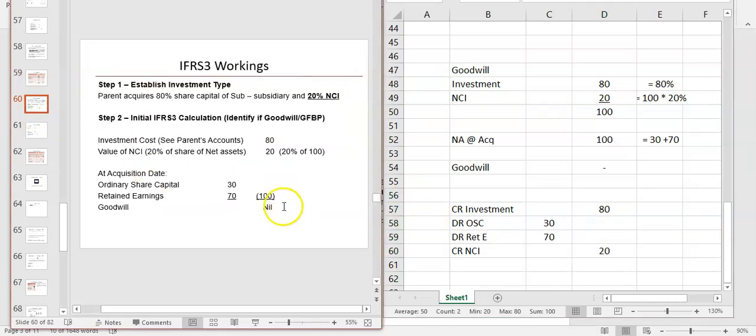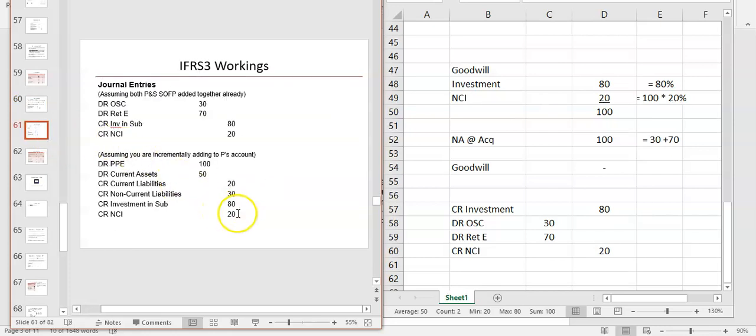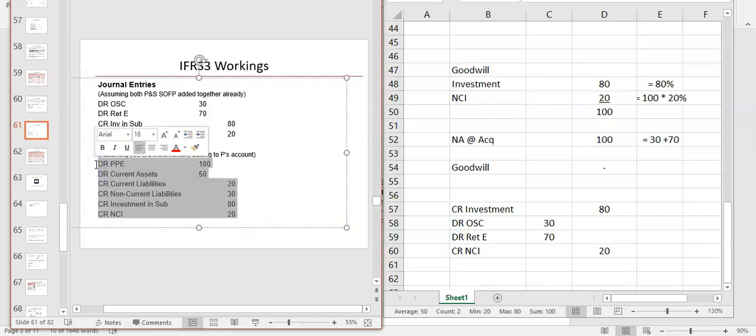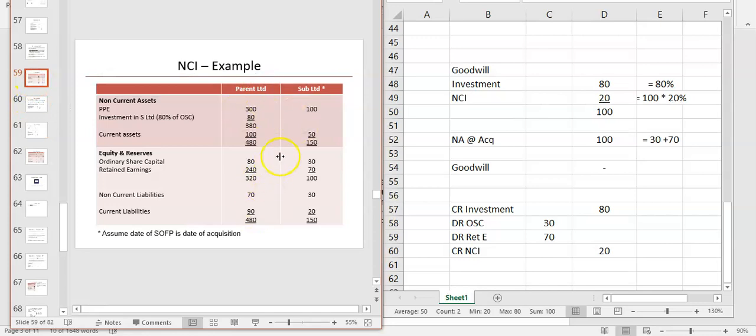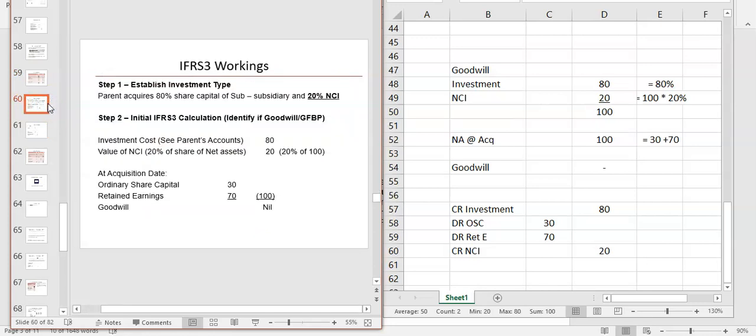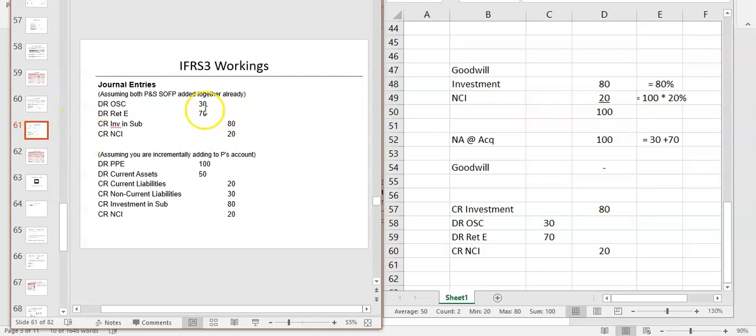So what we do is we calculate the goodwill. Investment plus NCI gets us the value of the overall entity, and then you value the net assets of that entity as well. And they happen to be the same. That doesn't always work. Your debits and credits, you have two choices. You can do individual assets and liabilities, assuming you're adding incrementally to the parent's accounts, or the one I would always tell students to go with is this approach. You assume P and S have been added together already, and you merely eliminate or bring in what you need to do. So in this case, we're eliminating ordinary share capital and retained earnings in the sub.